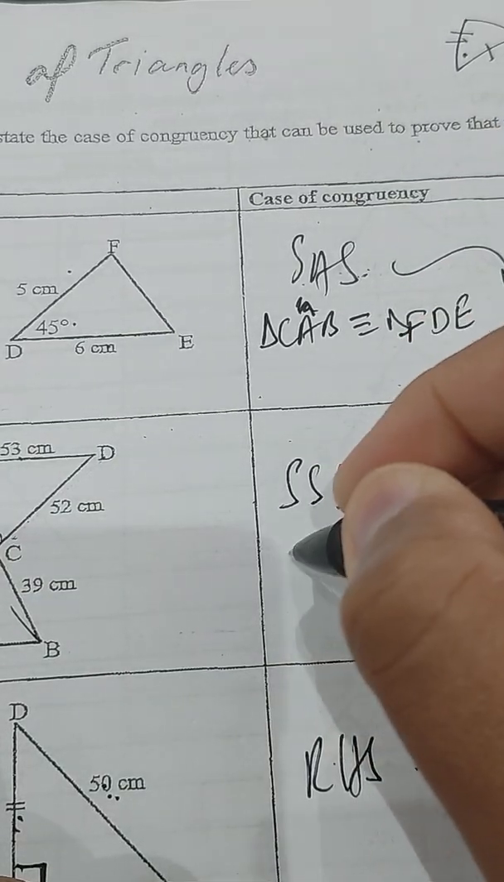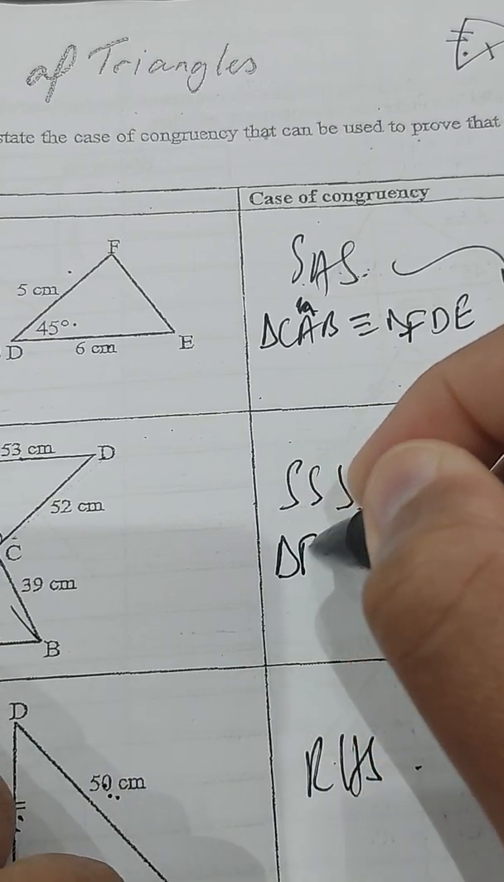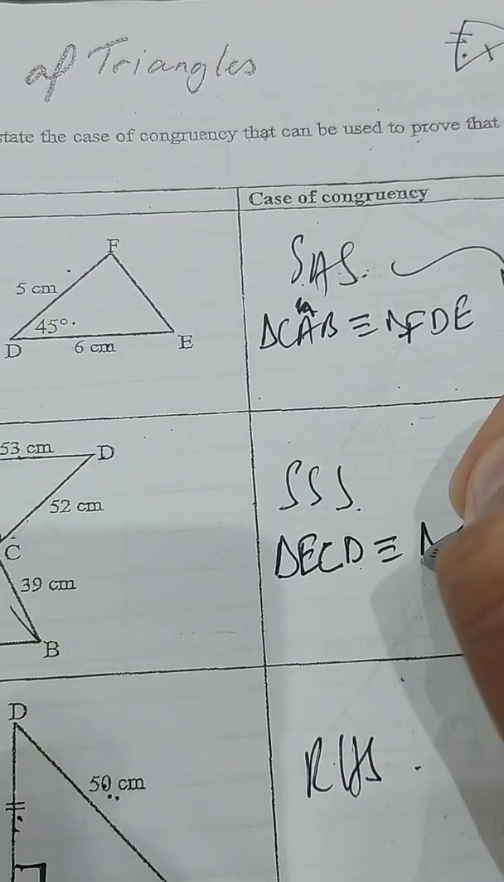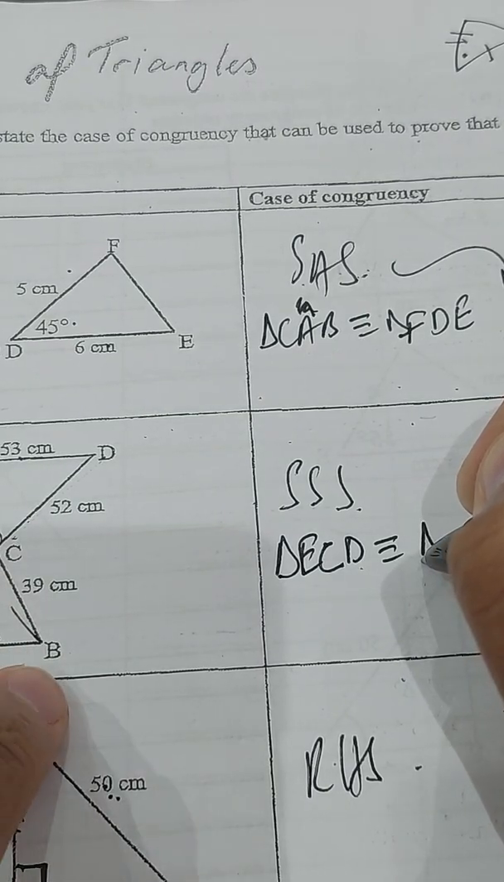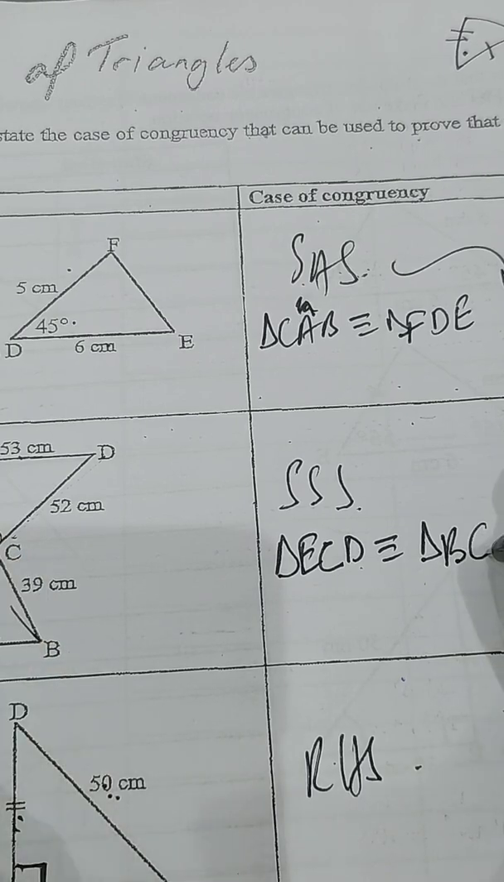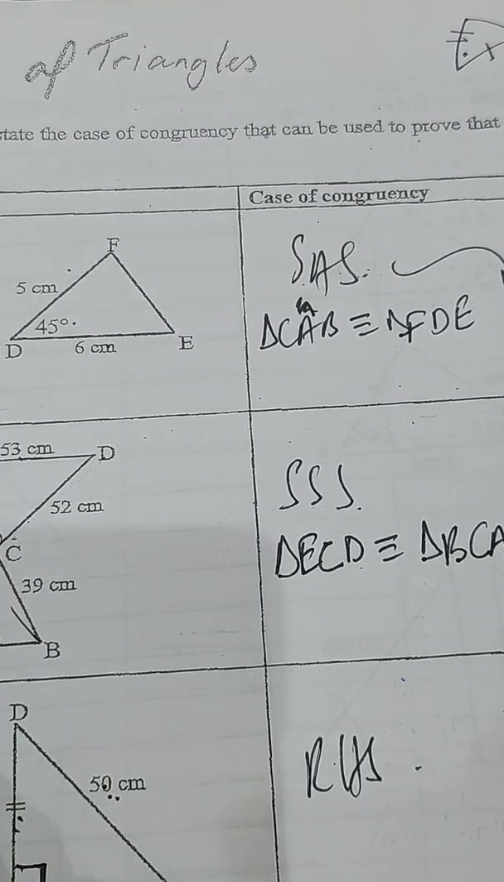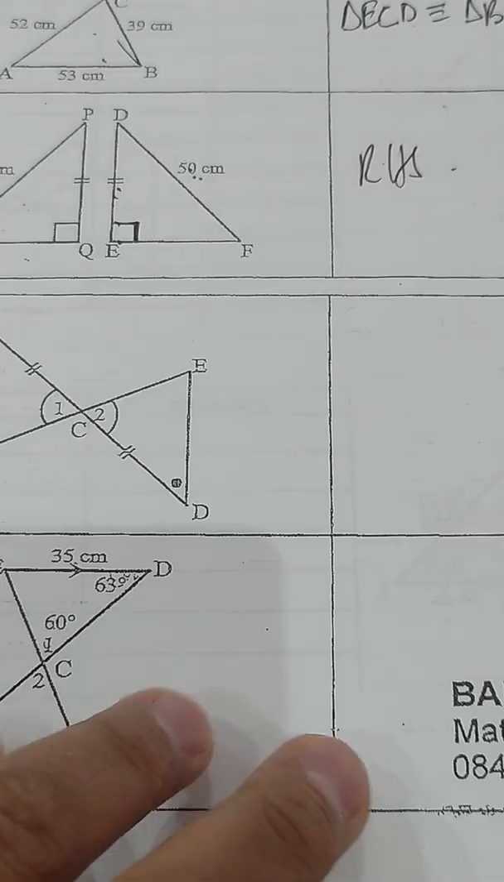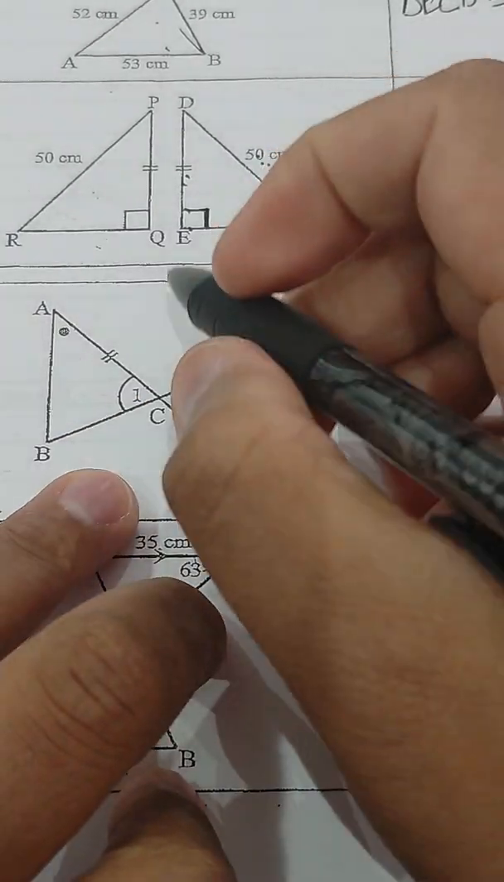Here it would have been triangle ECD is congruent to triangle. So here is your 39. So I'm going to go through the 39 first, which is BCA. And that would have been side, side, side. Okay, but you'll see how we use it very soon.